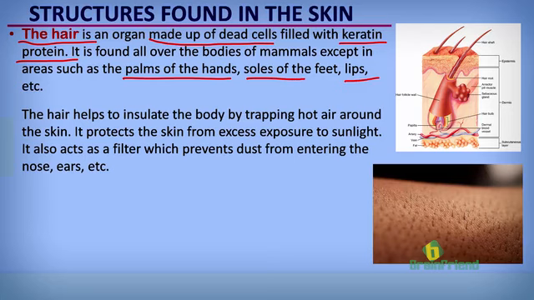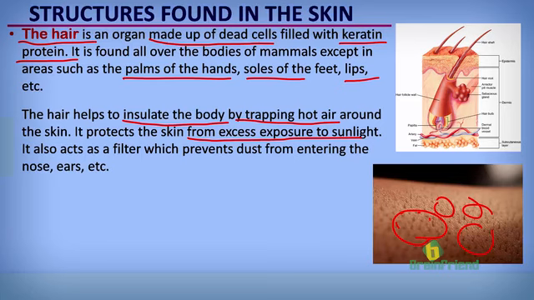What does hair do in the body? Or what do they do in the skin? Hairs help to insulate our bodies. They do this by trapping hot air around the skin. So the hairs on our skin help to trap air around the surface of our skin. We may not see this process taking place, but this is what actually happens on the skin. Hairs also protect the skin from excess exposure to sunlight because they are directly on the surface of our skin. They protect the skin from excess exposure to sunlight.